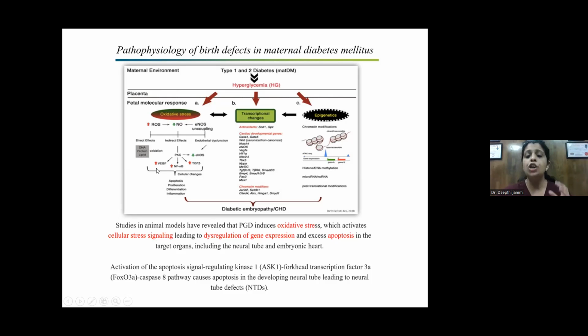gene expression. So what happens is there's excessive apoptosis. One more point we need to remember is that the two main target organs are the embryonic heart and the neural tube. These two organ systems are extremely crucial when a mother is hyperglycemic. And what else happens? Transcriptional changes and also epigenetic factors can play a role, culminating in a diabetic embryopathy or a fetal embryopathy. So these are the proposed theories when a mother is hyperglycemic.